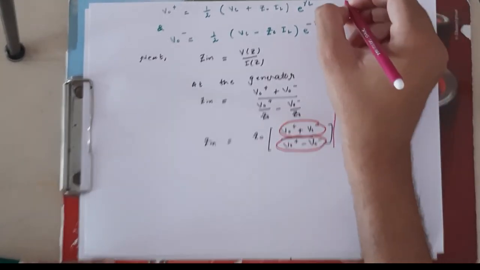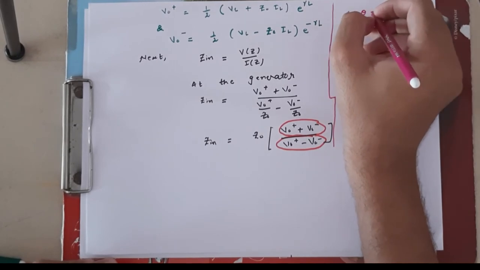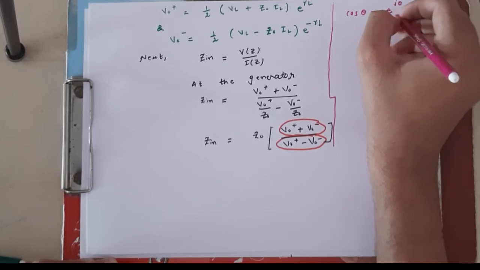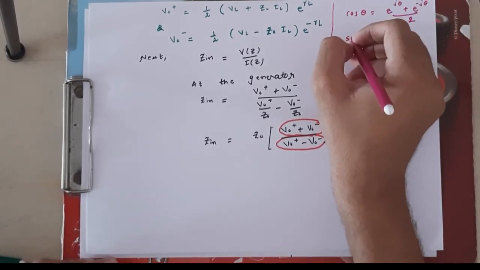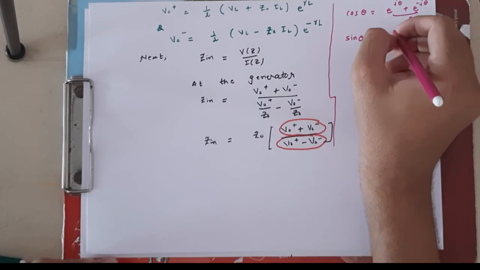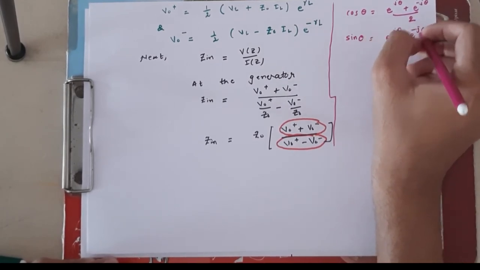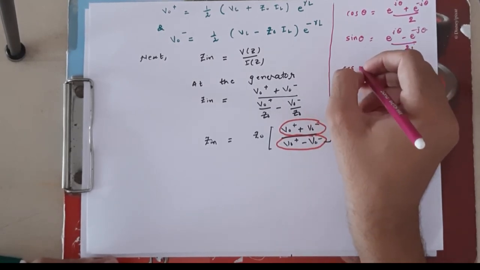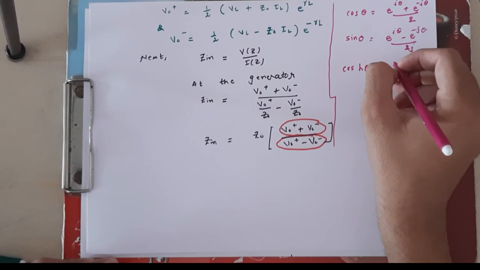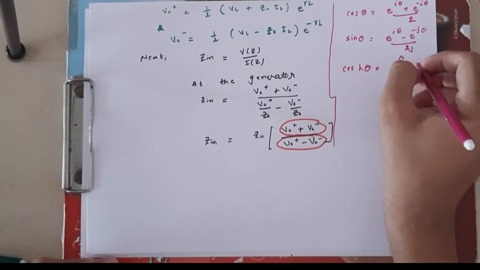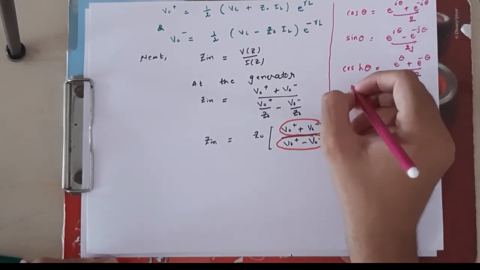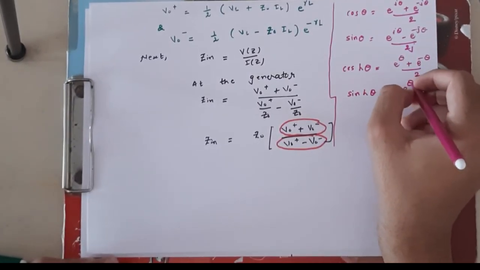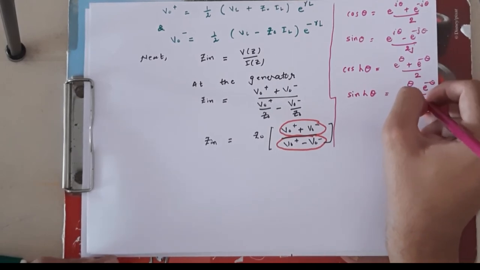The mathematics say that cos theta is equal to e raised to j theta plus e raised to minus j theta by 2. What is sin theta? Sin theta is e raised to j theta minus e raised to minus j theta by 2j. Now, what is cosh theta, the hyperbolic function? e raised to theta plus e raised to minus theta by 2. What is sinh theta, the hyperbolic of sin? It is e raised to theta minus e raised to minus theta by 2.